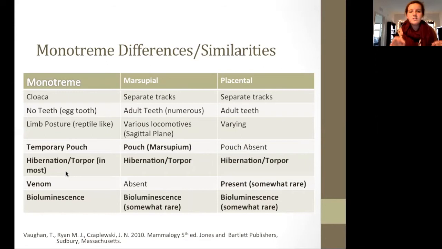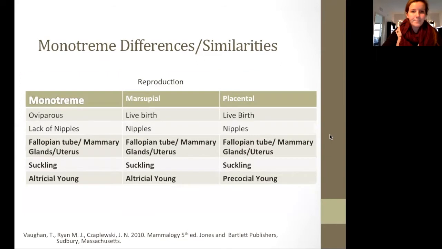With monotremes, it is a little bit different. There are some of the long-beaked echidnas that may or may not be involved in torpor, but for the most part, they're the same. And for venom, of course in our duck-billed platypus, they do have that venom spur in their back flipper. This is present in some placentals like the shrew, but it's not present in a marsupial. And bioluminescence, which I think is very cool, is somewhat rare in both marsupials and placentals, but is present and we see it in that duck-billed platypus.